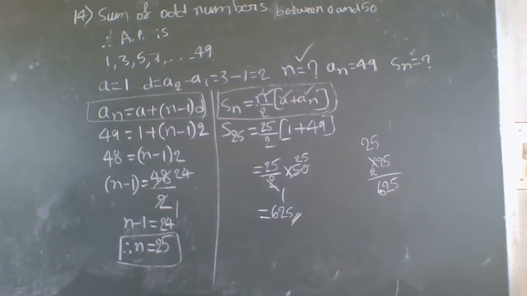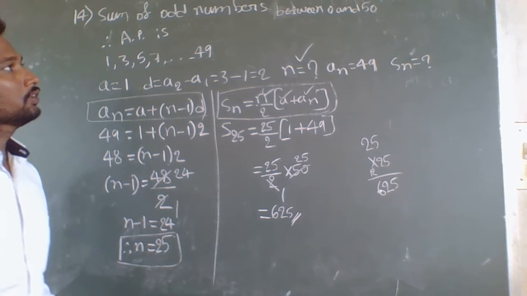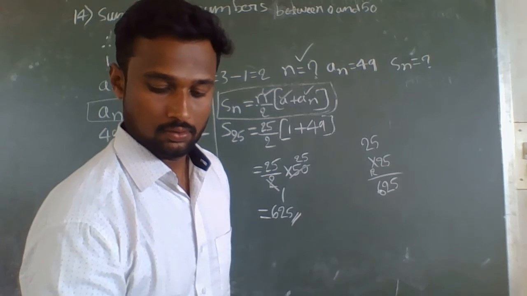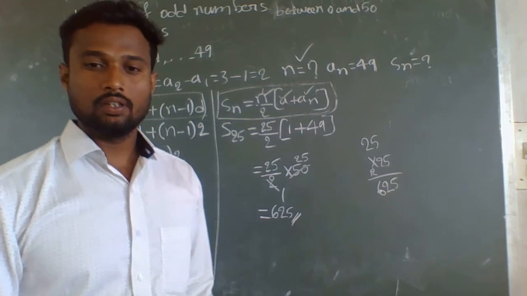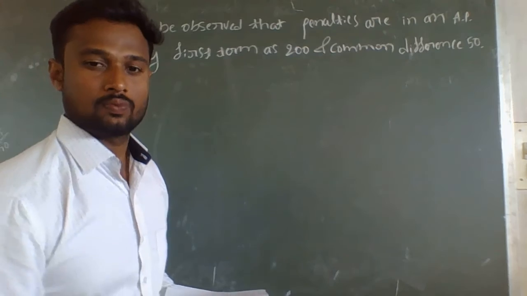So by using these two formulas, I can calculate the sum of the odd numbers between 0 and 50. Okay. Now I will continue with the 15th problem.